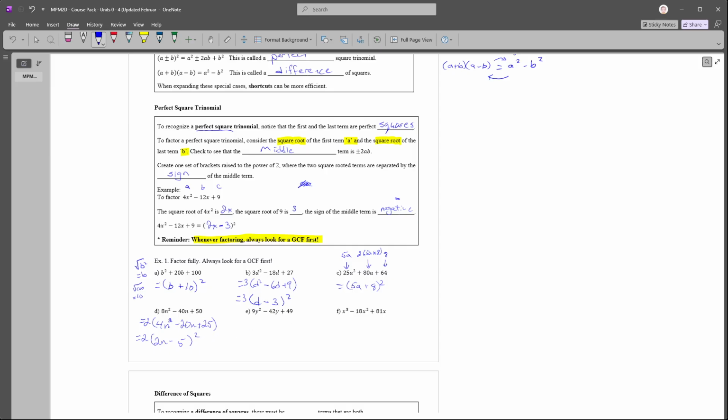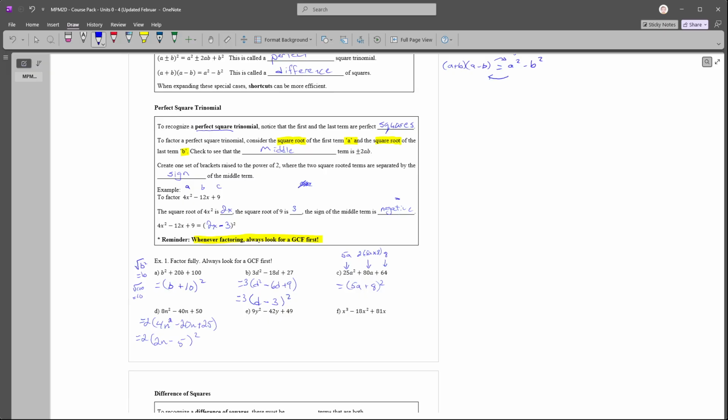Same idea for the last one. Do I have a greatest common factor? I do not. That does not work out very well. So we've got to go the hard way. Is this a perfect square? 9y squared. Yep, that's going to be 3y. How about 49? Yes, that's 7. So the first step checks.